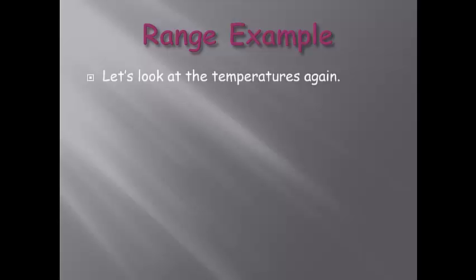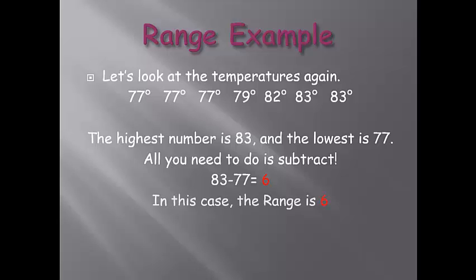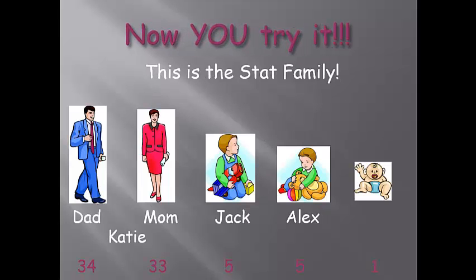An example, let's look at the temperatures example as we did before. We have 77 to 83, put them in order. So the highest value that we have, or temperature, is 83, and the lowest temperature is 77. So all you need to do is subtract 83 minus 77, and that gives us 6. In this case, the range is 6.